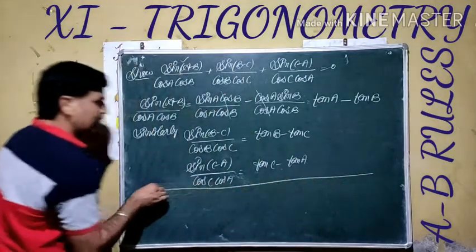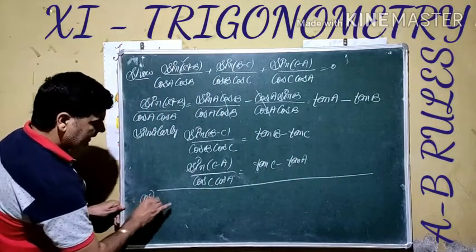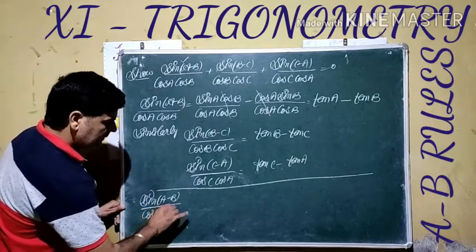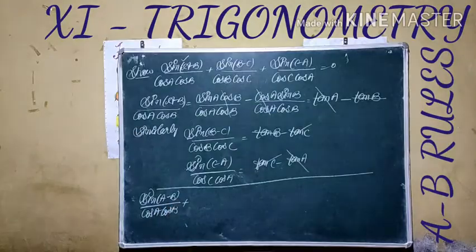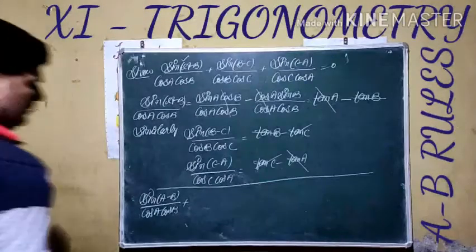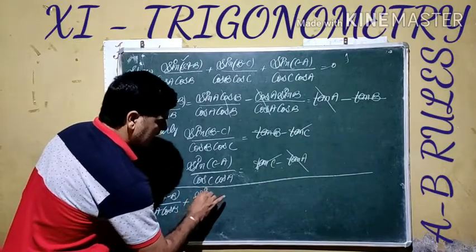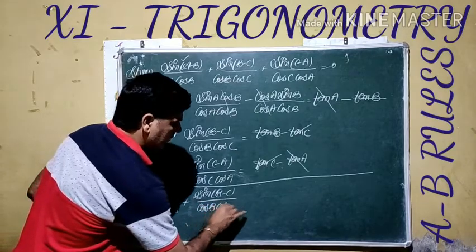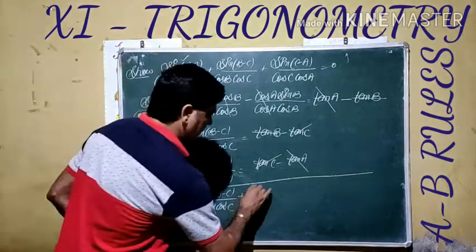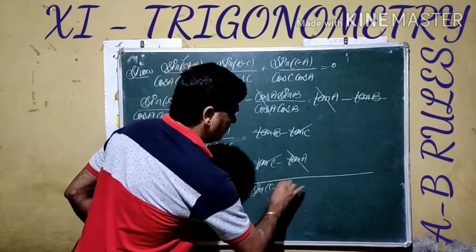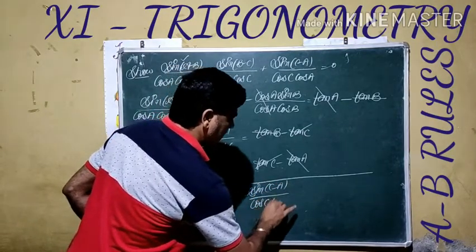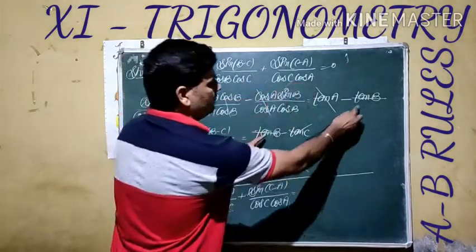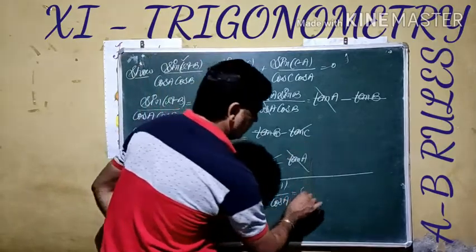If we add all of them together, we get on the left hand side sin of A minus B divided by cos A cos B plus sin of B minus C divided by cos B cos C. And the third term, if you see here, sin of C minus A divided by cos C cos A. If you see the right hand side, tangent A cancels out, tangent B cancels out, and then tangent C also cancels out. So the right hand side becomes 0.